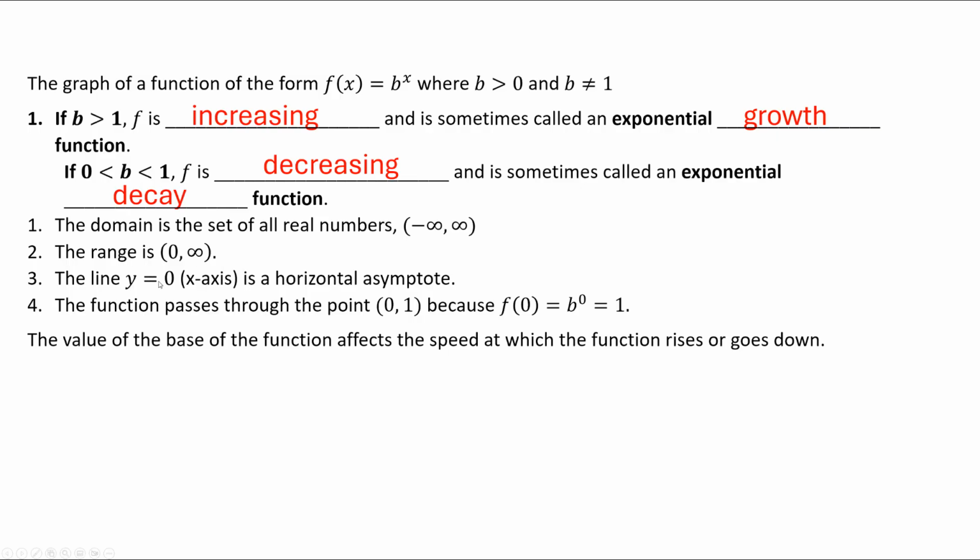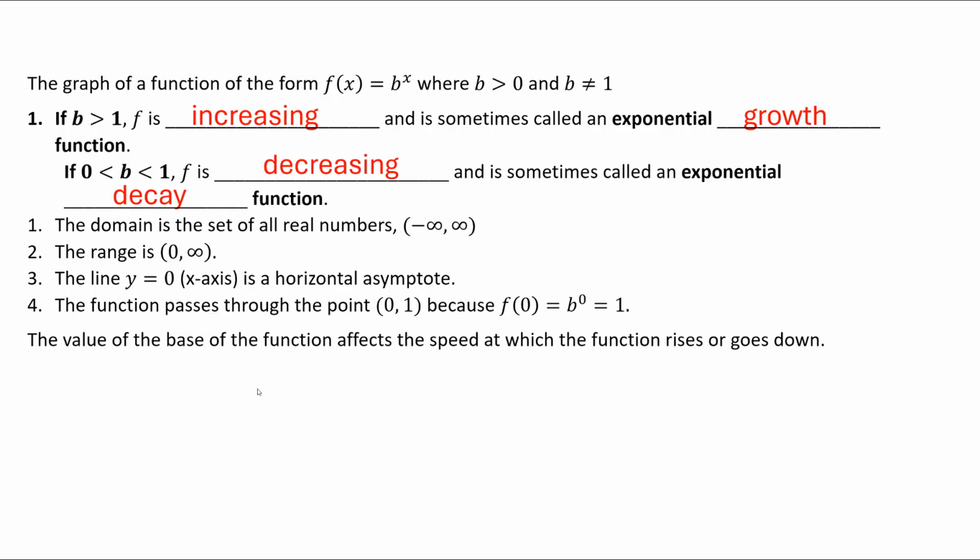The line y equals 0, the x-axis, is a horizontal asymptote because there's no power you could put on a positive number to get 0. It's never going to happen. The function passes through the point (0, 1) because f of 0 is b to the 0 power, which is 1. The value of the base of the function affects the speed at which the function rises or goes down.